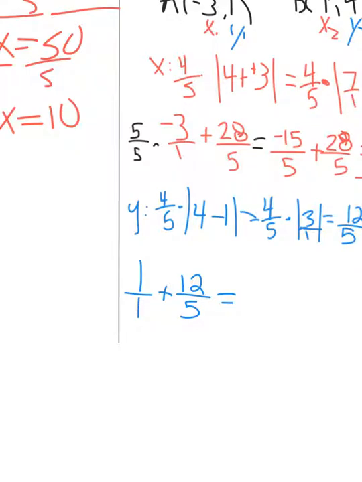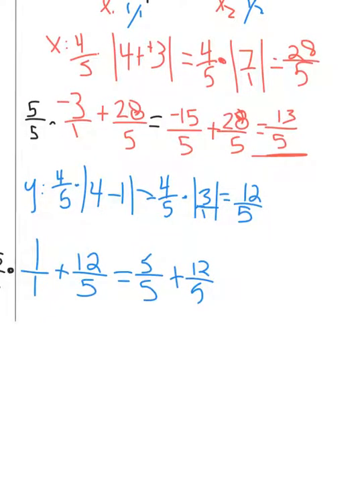Again, you can't do that unless you make this a denominator of 5. Because that's 1, we're just going to get 5 over 5 plus 12 over 5, and that equals 17 over 5. So your answer is the point (13/5, 17/5). And that's it. Not as difficult as you think.